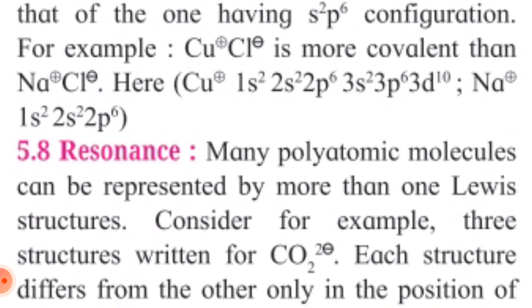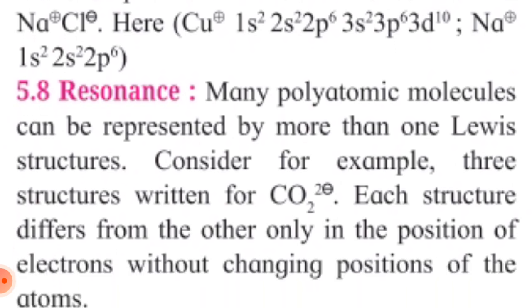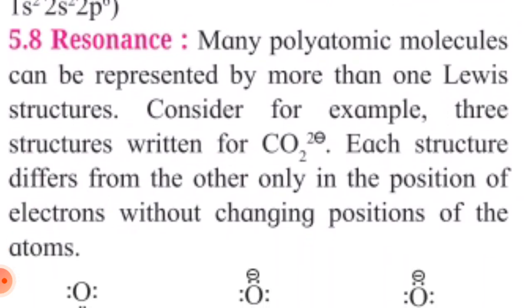For example, Cu+Cl- is more covalent than Na+Cl-. Here Cu+ is 1s2, 2s2, 2p6, 3s2, 3p6, 3d10. Na+ is 1s2, 2s2, 2p6.